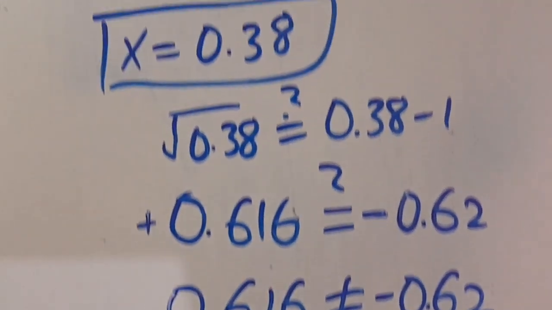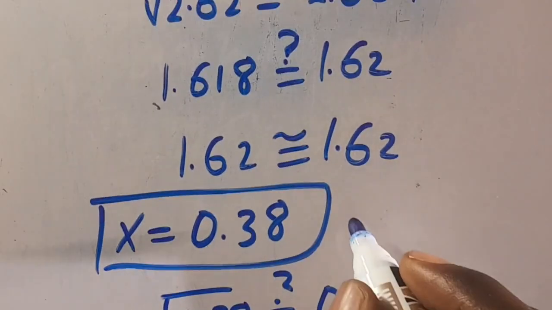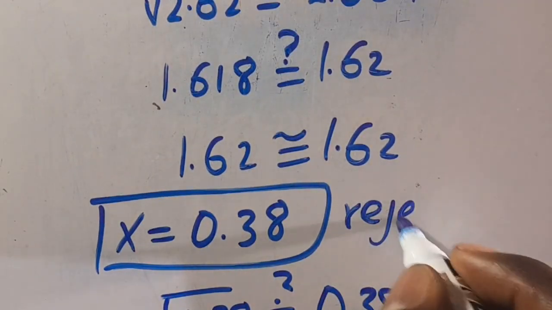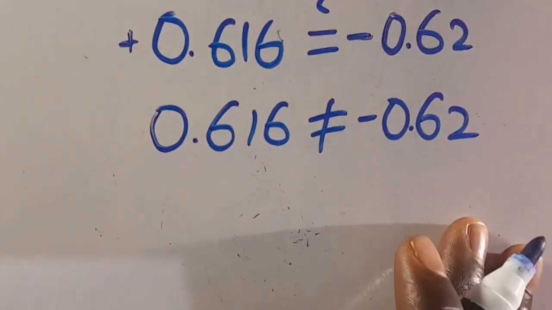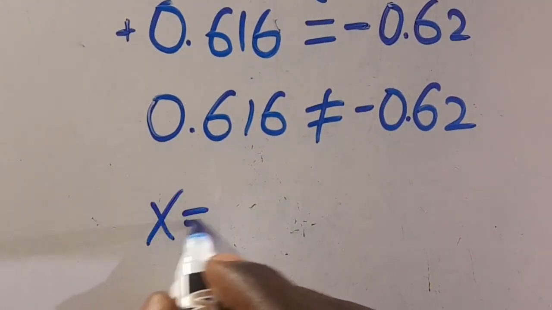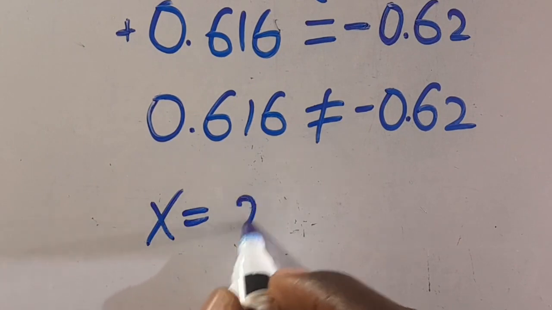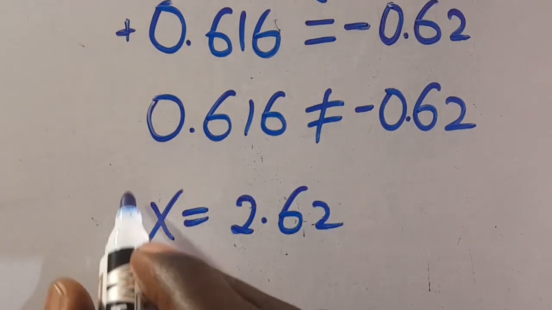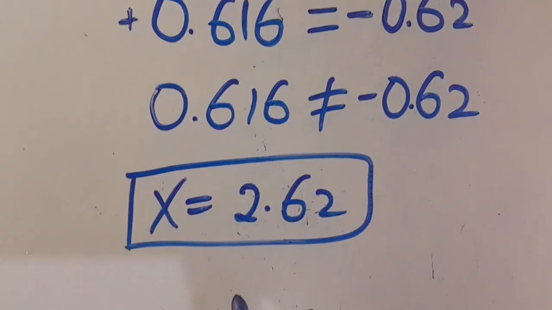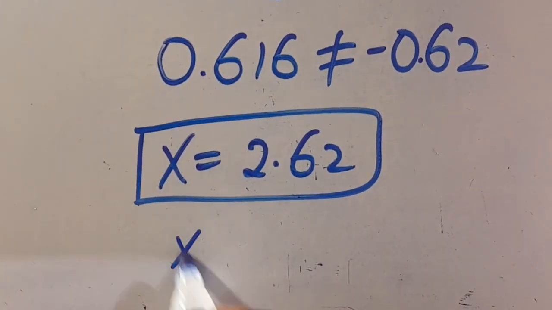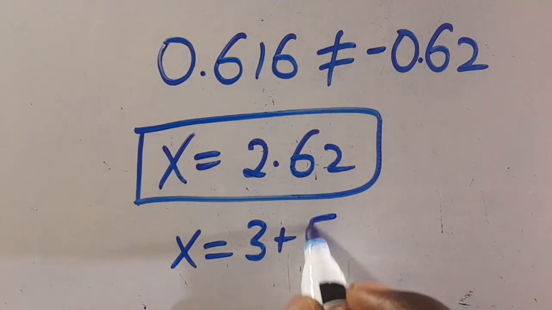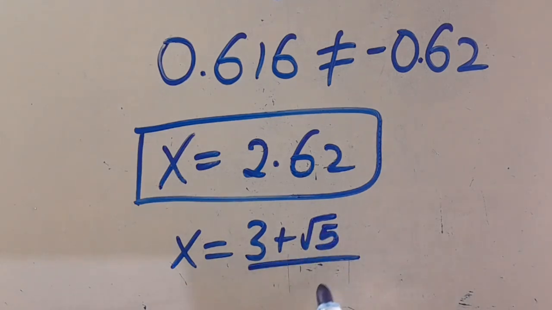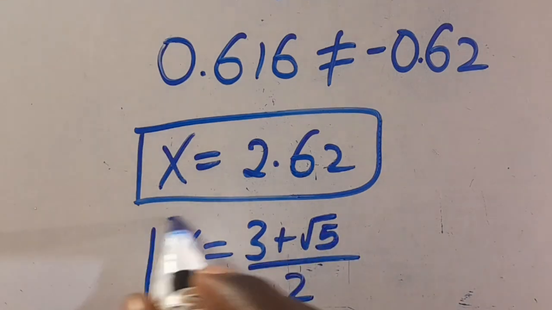So finally, we will say that we reject this. So, we go along with x equals 2.62 as our final solution. Or you write it as x equals 3 plus root 5, divided by 2.